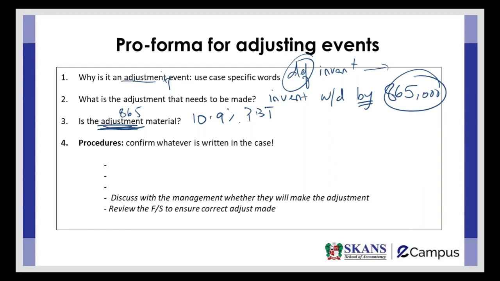Right, guys, can I have some scenario specific procedures, please? What scenario? So they've told you that inventory, the cost was 915,000. How will you confirm the cost of the inventory?